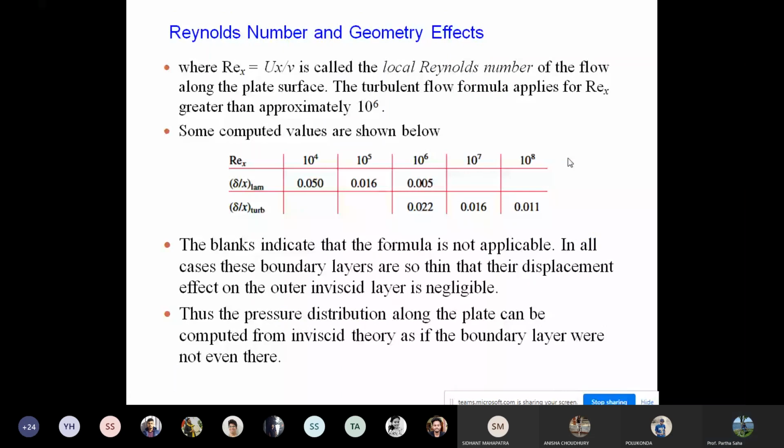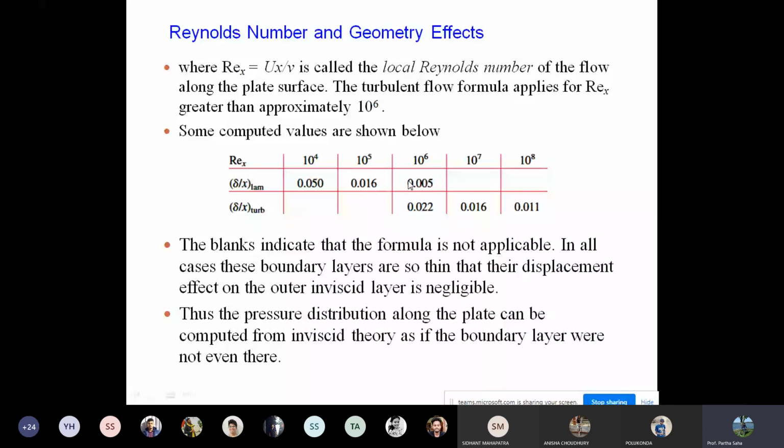As you see, 10 to the power 4, 10 to the power 5, 10 to the power 6, 10 to the power 7, 10 to the power 8. Delta by x: delta is the boundary layer thickness, and x is the length of the plate. So delta by x is a dimensionless parameter. Between 2 into 10 to the power 5 and 10 to the power 6 is known as the transition region.